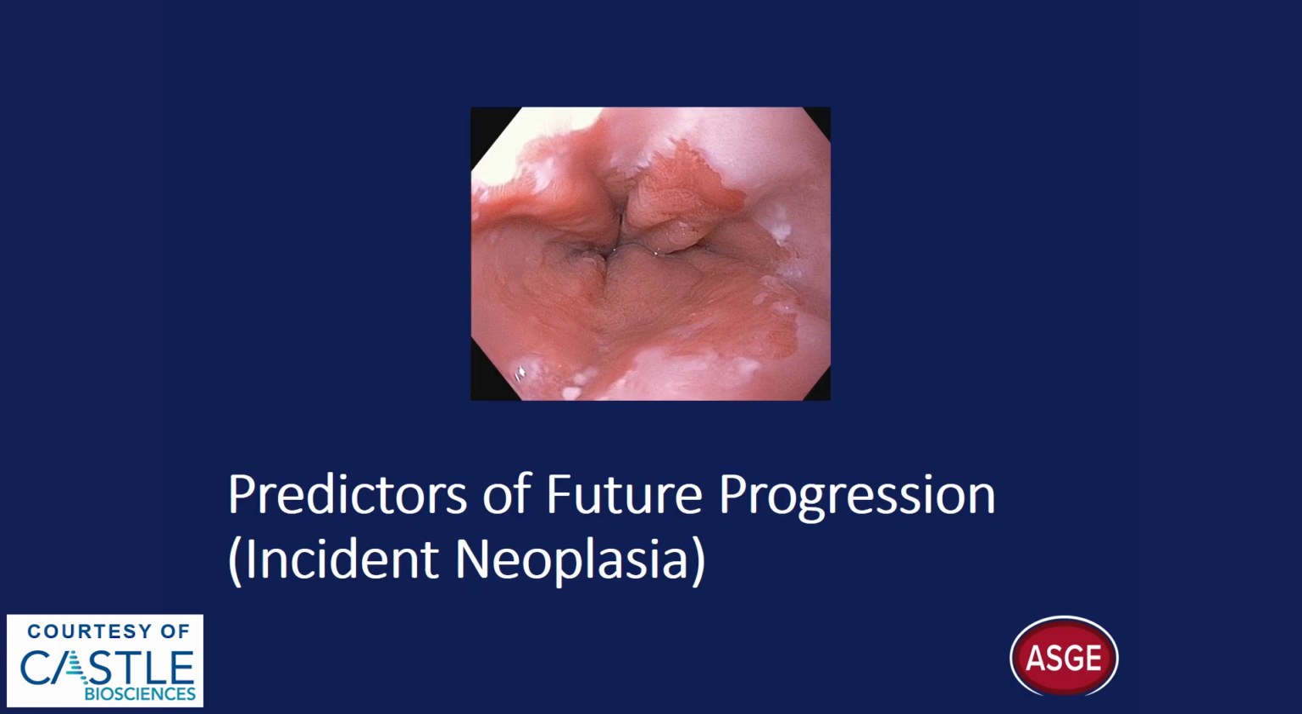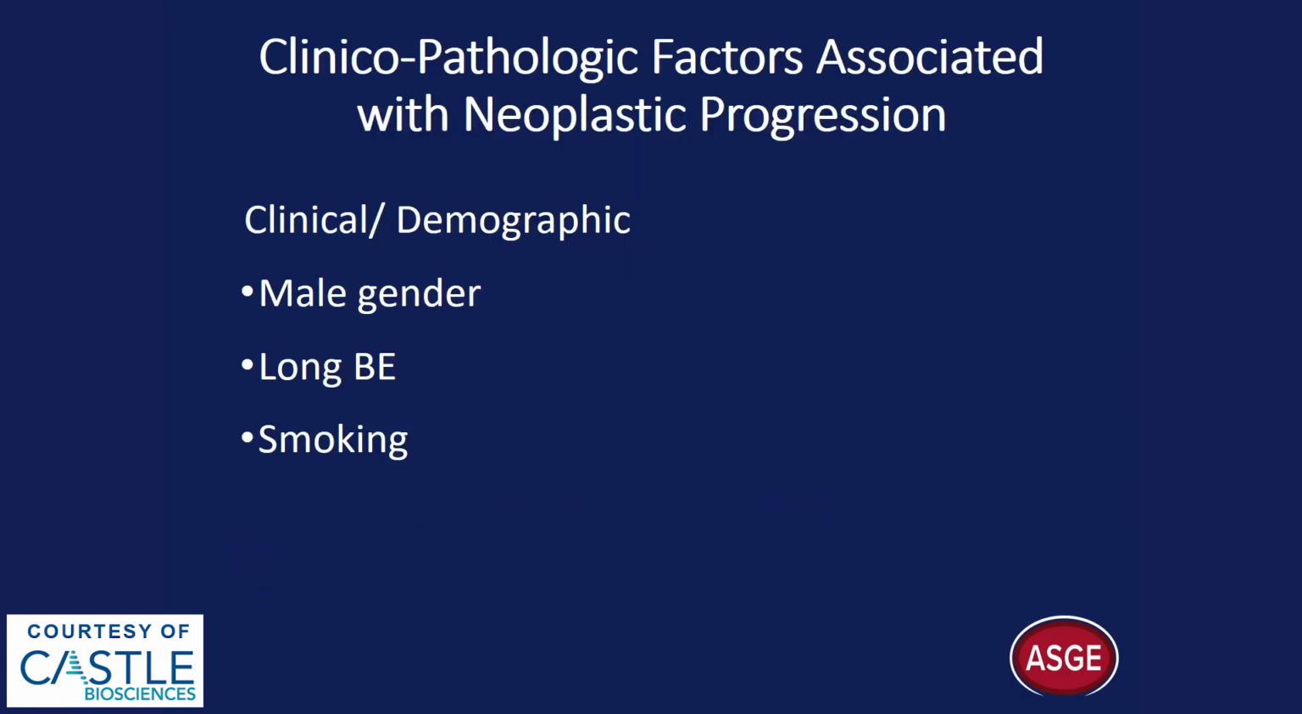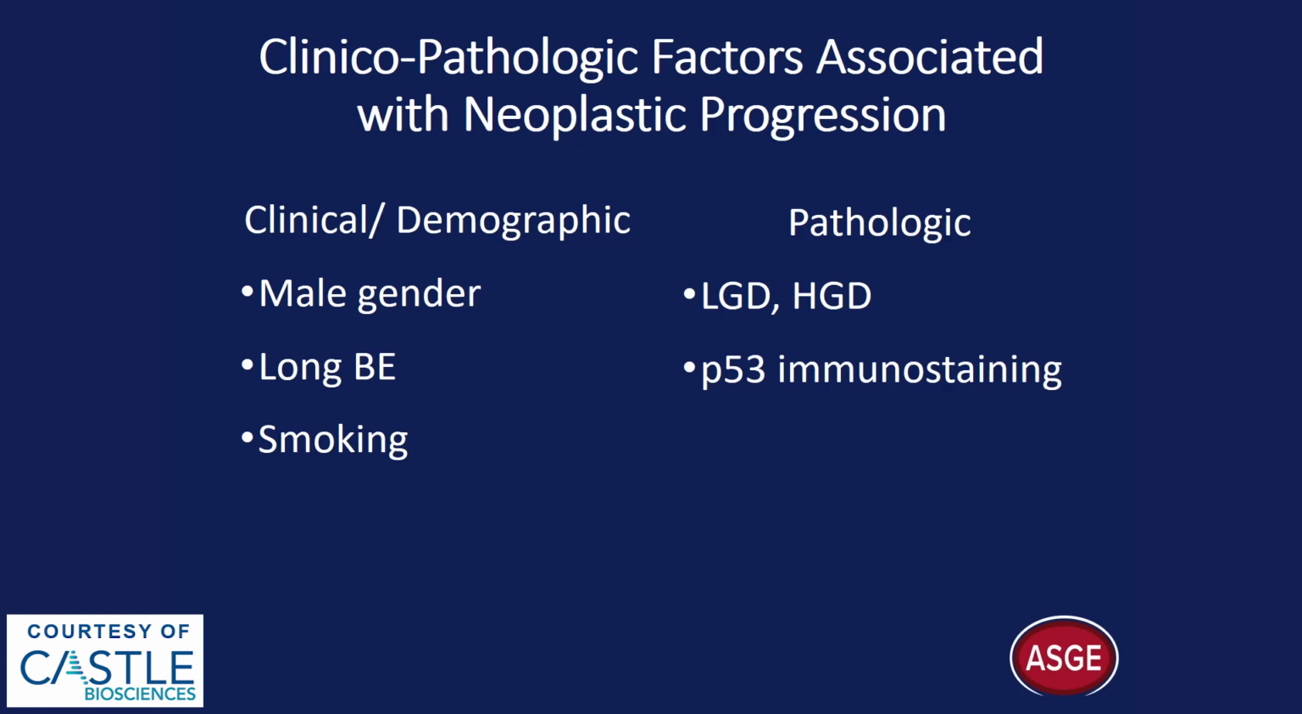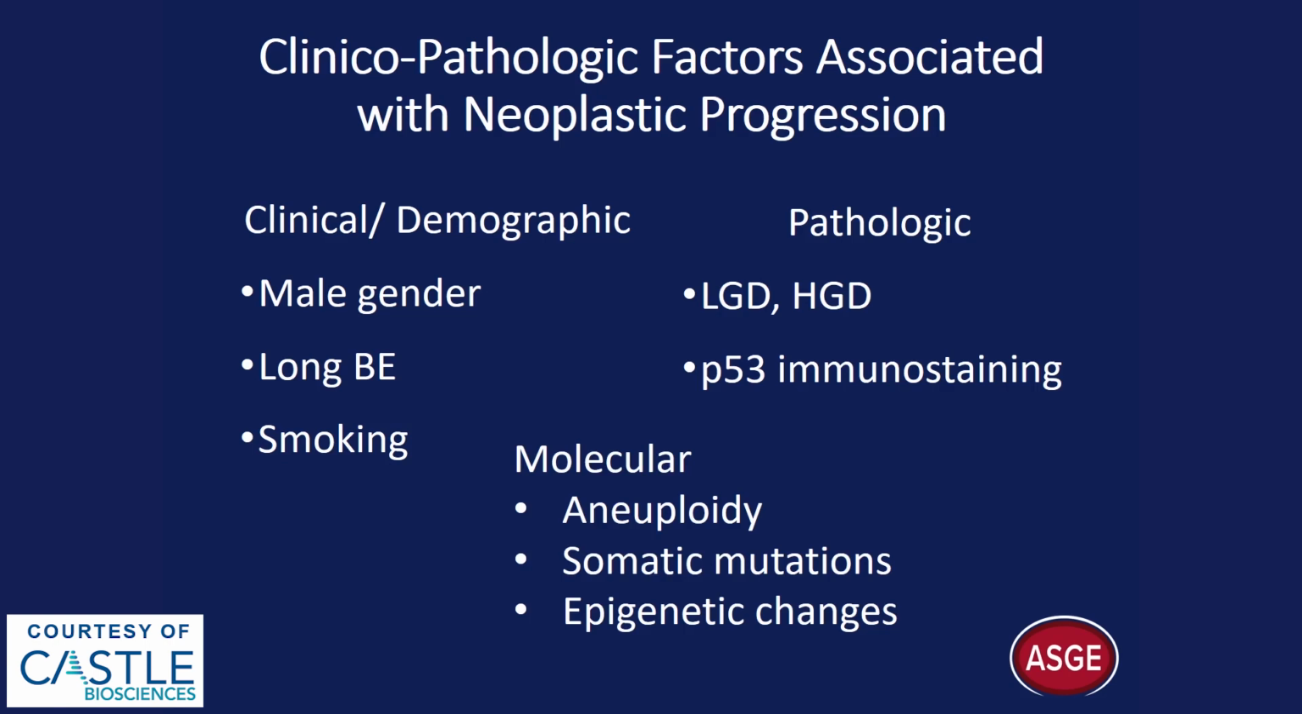What about predictors of future progression? We currently use clinical or demographic factors such as male gender, long Barrett's, and smoking, but also we use the presence of low-grade dysplasia and high-grade dysplasia in biopsy specimens. P53 immunostaining, as I showed you, can also be helpful when it's strong, as shown in the slide before. However, molecular markers, including aneuploidy, somatic mutations, and epigenetic changes, can also be helpful.